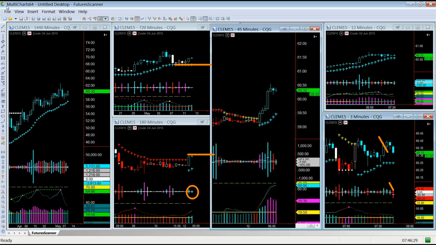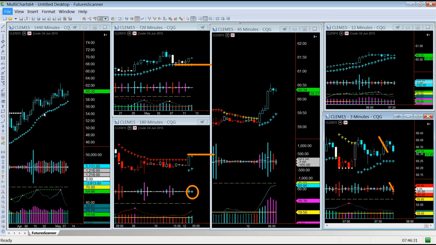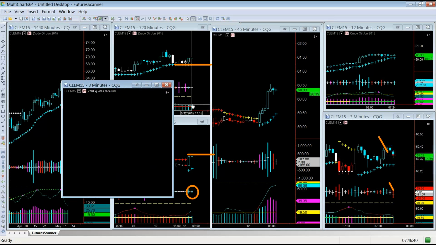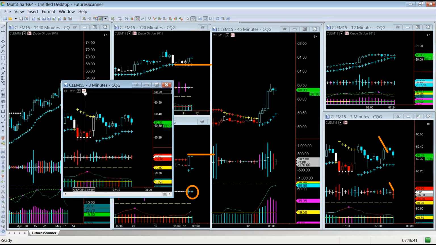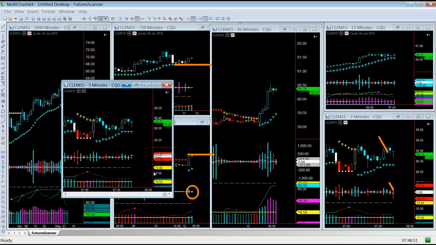Okay? But with multi-charts, the good thing about it is I can copy this window and I can paste this window. And I'm going to unlink it. And now I can take this little sucker and I can pin it. I know to watch that one. Why? Because I'm waiting on that magenta peak to come in. That's actually a real neat feature of multi-charts that I simply love.